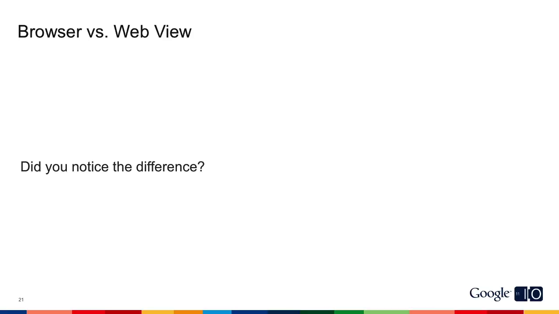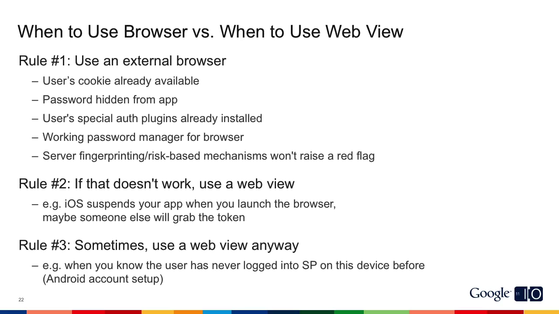So you might have noticed that sometimes I used an external browser. When I showed you the screenshots of the Windows version, there was an external browser that was launched. And sometimes we use web views. On the iOS examples, both the screenshots I had of Google's own library as well as the Flipboard example used web views. So when should you use which, external browser versus web view?